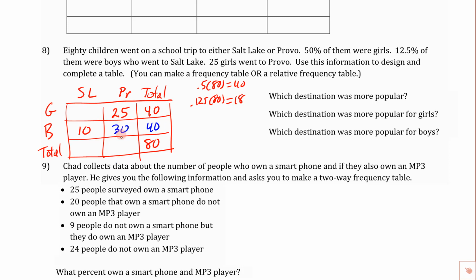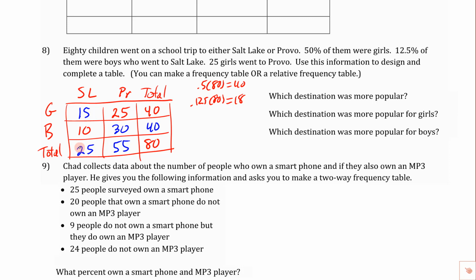So let's go ahead and figure this out. Let's add these guys together. So this is 25 plus 30. That's going to be 55. So 55 right here. Let's figure this one out. If I had 80 and 55 of them went to Provo, that leaves 25 that went to Salt Lake. And if I do a little subtraction right here, 25 total, 10 of them were boys. That means 15 of them were girls. Let's double check this. 15 plus 25, does that equal 40? Yes, it does. 10 plus 30 is 40. 25 plus 55 is 80. Everything checks out here. Everything adds up like it's supposed to.